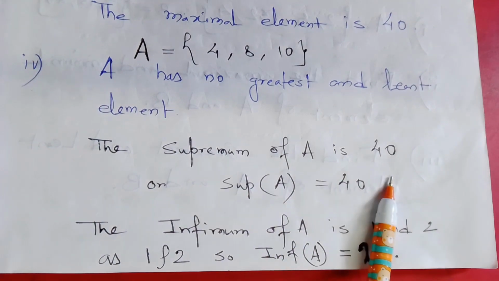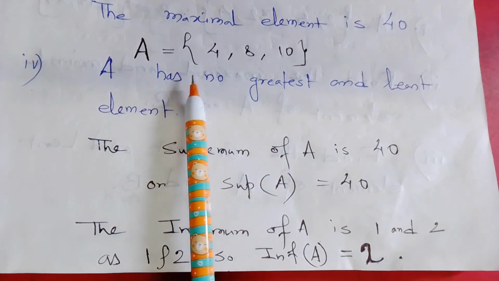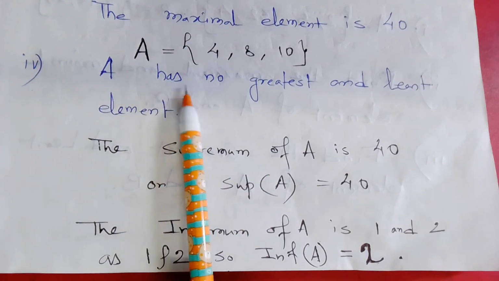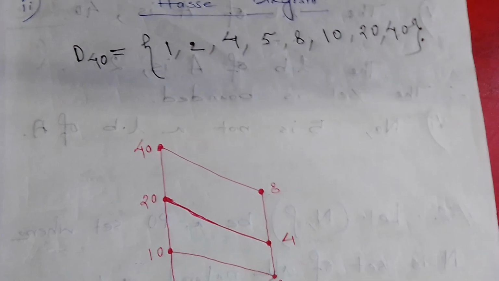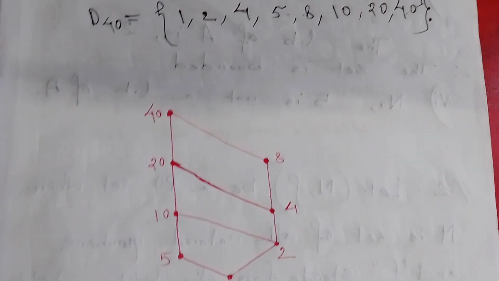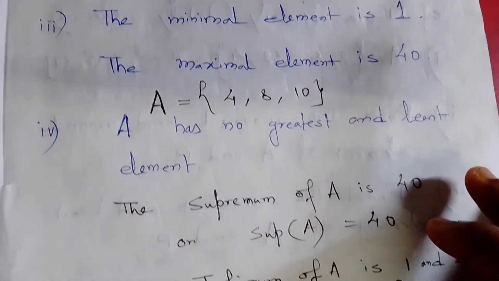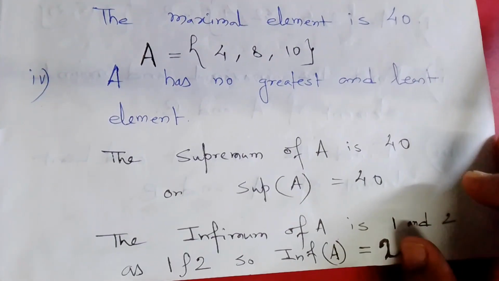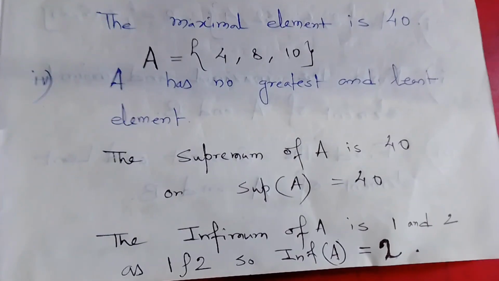The supremum of A is 40, because A consists of these elements and the divisors of 40 are 1, 2, 4, 8, 10, 20 and 40. So the supremum of A is 40 because for any element of A, we can divide 40: 40 is divisible by 4, 40 is divisible by 8, 40 is divisible by 10 also.